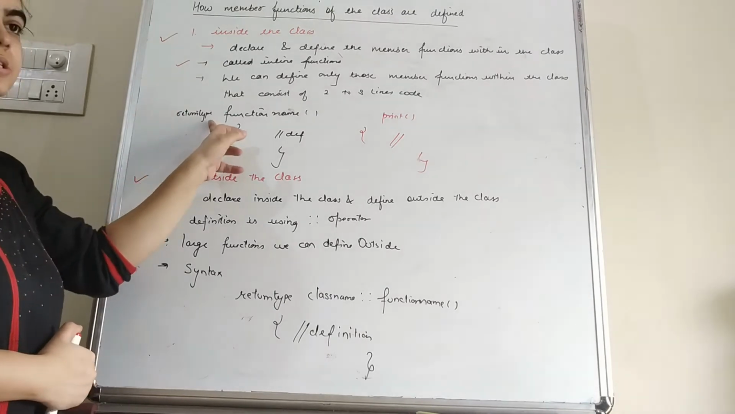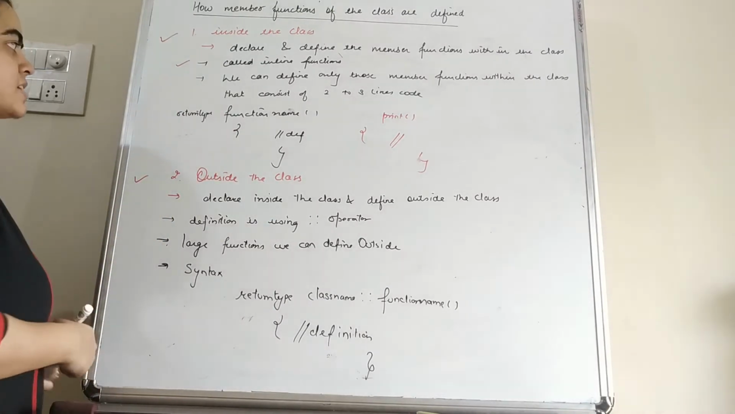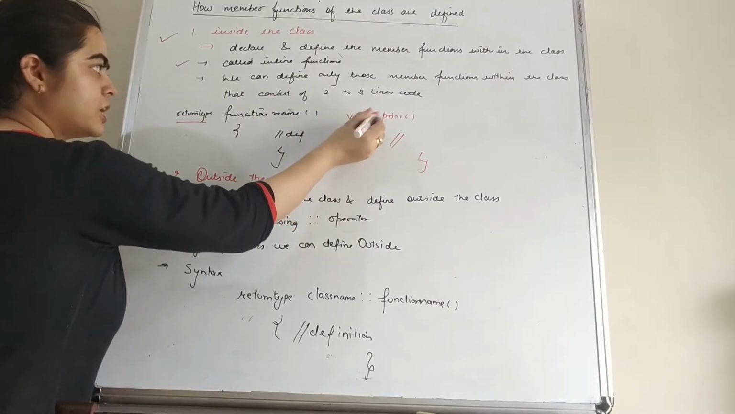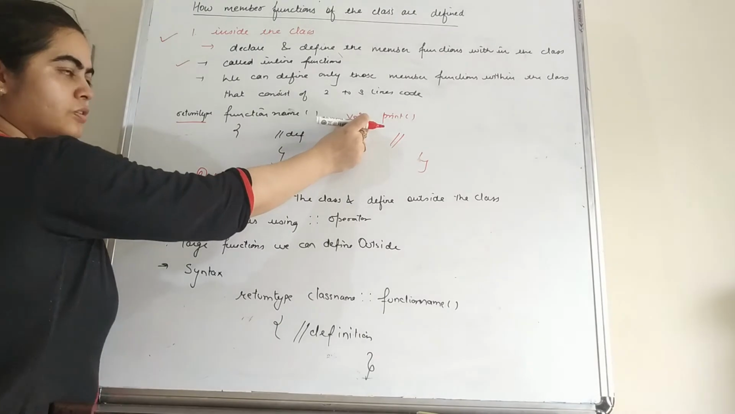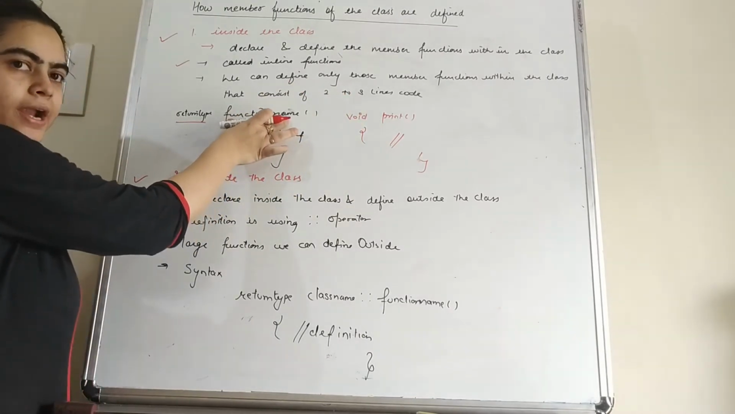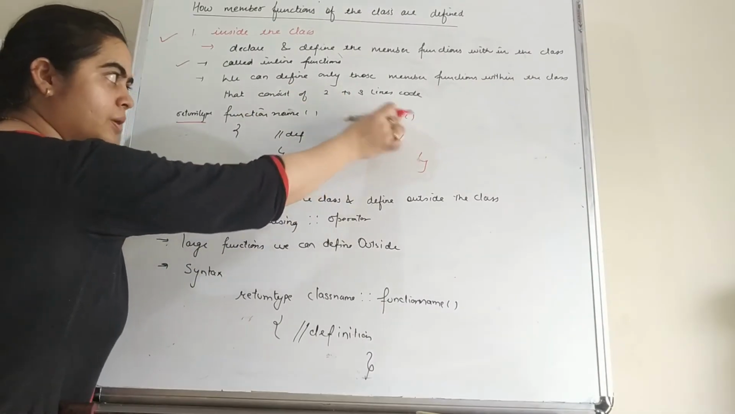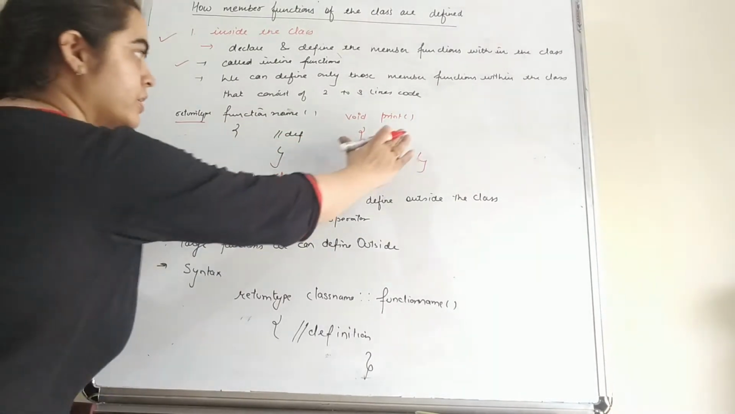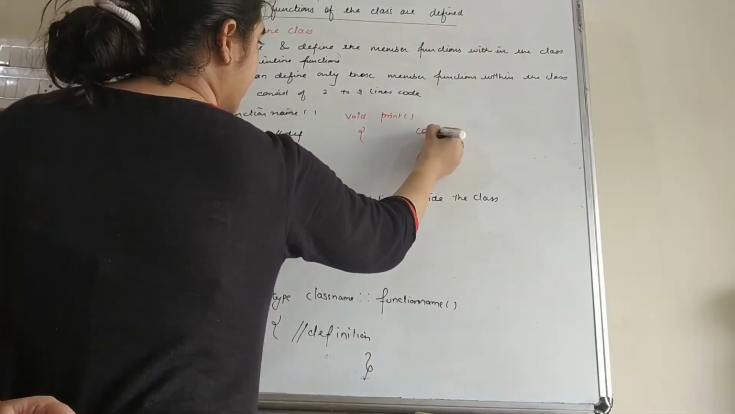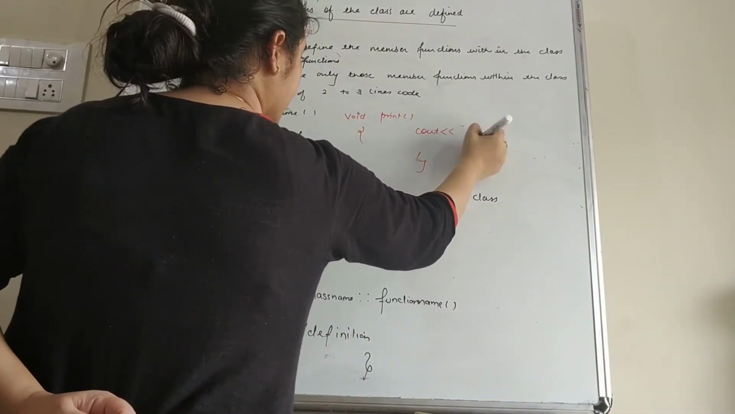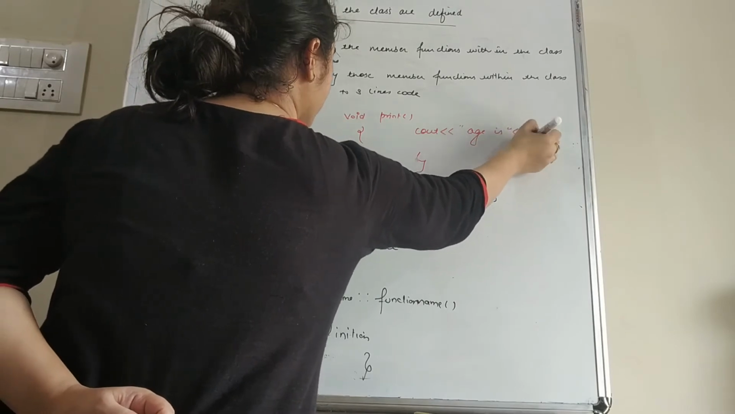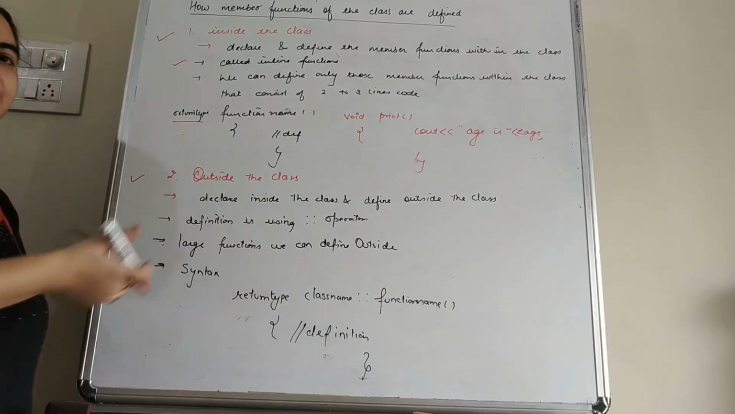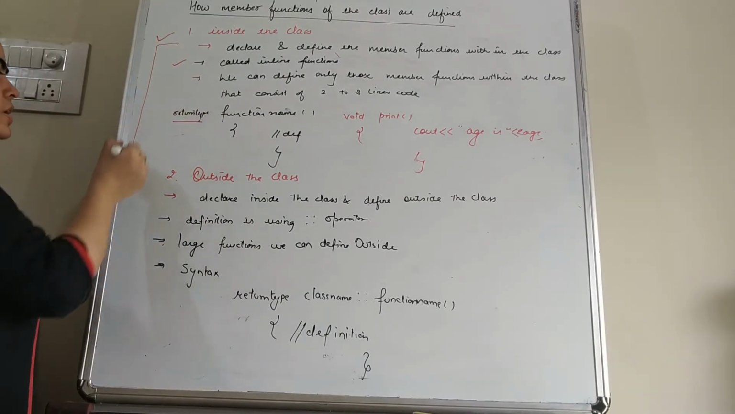Next, this is the syntax for definition inside the class. Firstly, we write the return type. Suppose the return type of the print function is void. So this is the return type. After this, we have to write the name of the function. Here the name of the function in this example is print. Then we can define the function. For example, in the definition we can write cout age is, and here we are going to print whatever age the user is entering in this variable. So this is about inside the class.